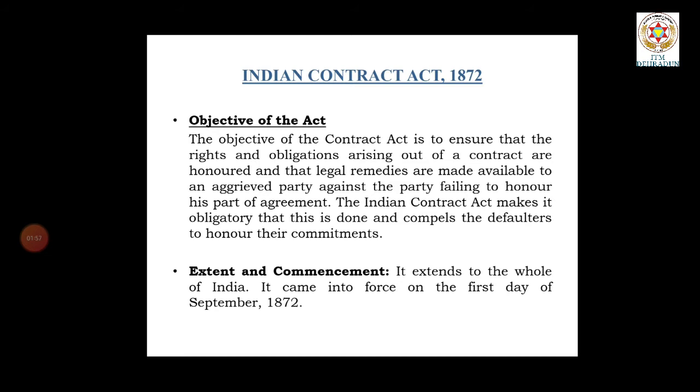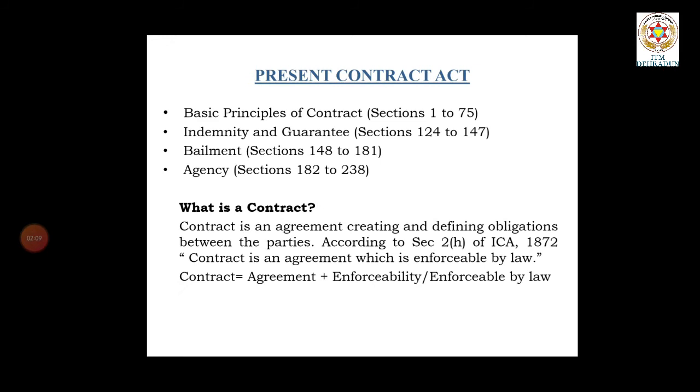Previously, it was not applicable to J&K, but now Article 370 has been removed. It extends to the whole of India. It came into force on the 1st day of September 1872. The present Contract Act contains the basic principles of contract, indemnity and guarantee, bailment and agency. So it covers section 1 to section 238.